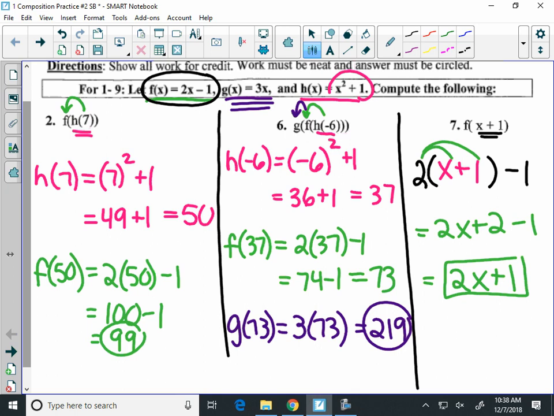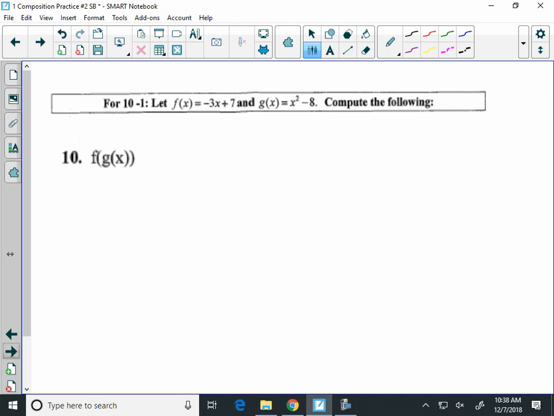All right. So that's the top part. That is just composition with number values. I'm going to switch down to number 10 here, which uses f and g that have been given to you. And we need to find f of g of x. On these, we still start on the right. We're going to take the function on the right and put it into the function on the left.